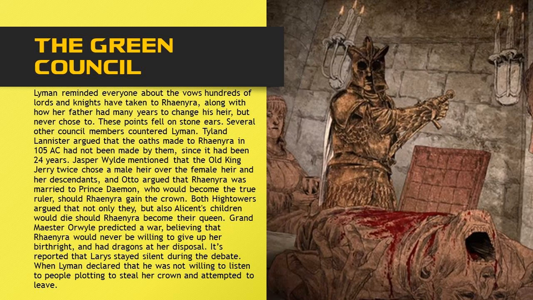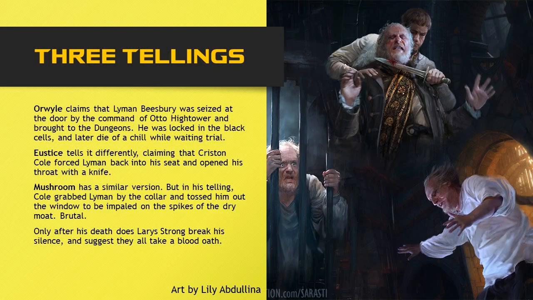When Lyman declared that he was not willing to listen to people plotting to steal her crown, he attempted to leave. Lyman Beesbury's like, y'all are bugging. Bye. So he stood up. So let's see what happens. Does he get killed like in the show? We'll see. We don't know.